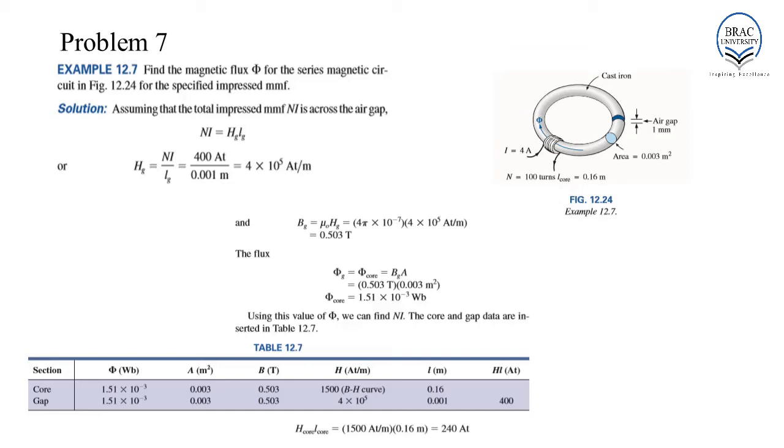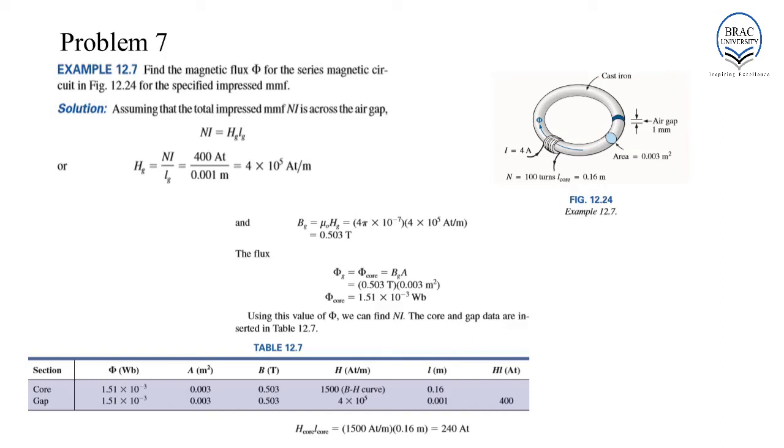In the previous examples, from problem 1 to problem 5, we were asked to determine the current required to establish a specified amount of magnetic flux phi. In question 6, we were asked to determine phi for a given amount of current.